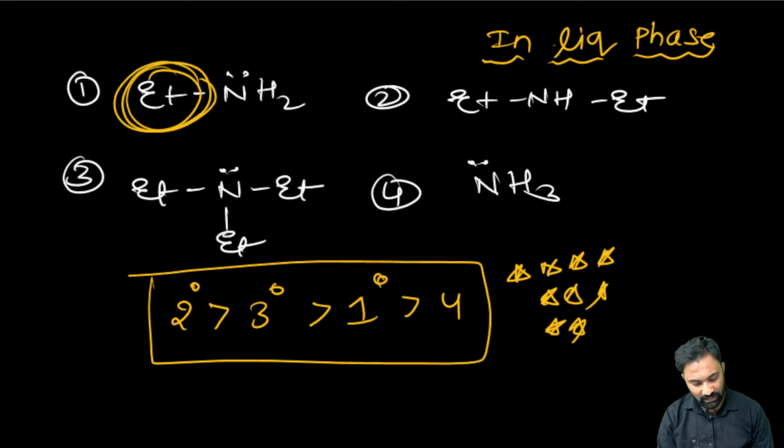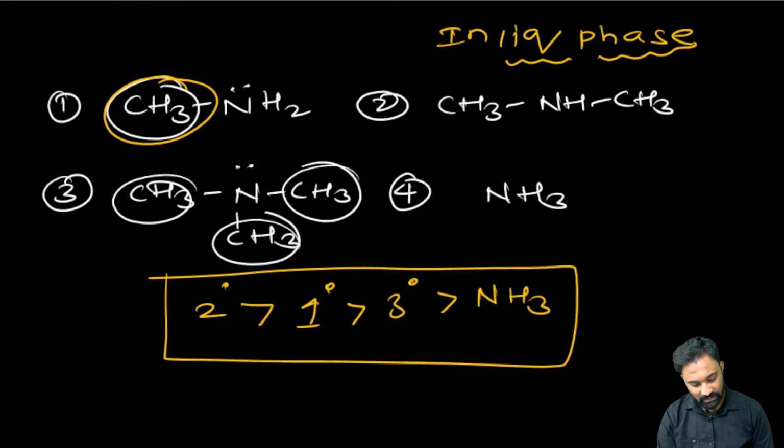If they ask for ethyl amines in the liquid phase, then the basic nature order will be 2 degree greater than 3 degree greater than 1 degree and the normal amine in the ethyl case. In the methyl case, 2 degree amine greater than 1 degree amine, 3 degree and the which one? Normal ammonia.